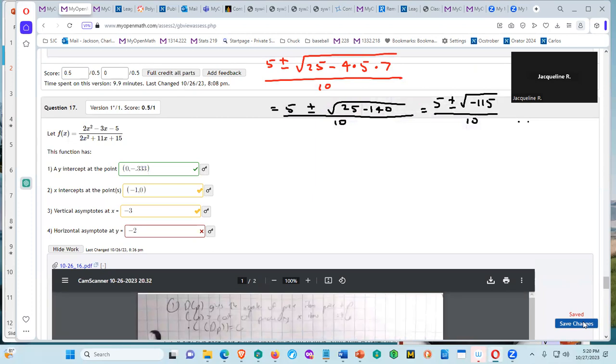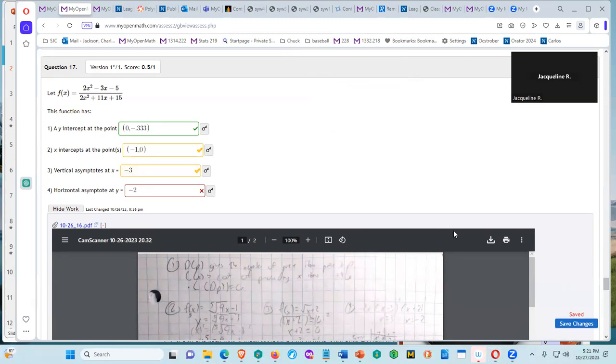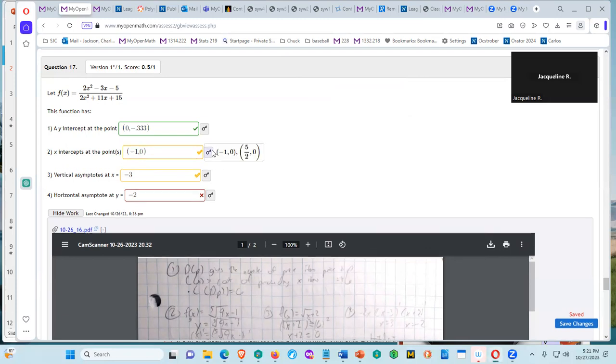Y-intercept, okay. The fraction is kind of preferred there, but they counted it as right. But negative 1/3 would be better. X-intercept, okay, you got negative 1, which evidently is 1 of 2. The other one is 5/2.